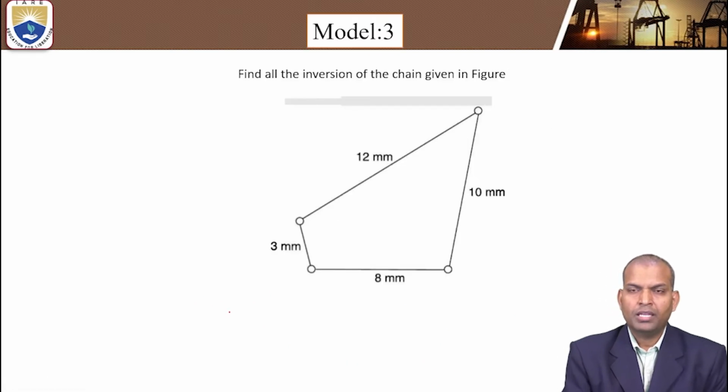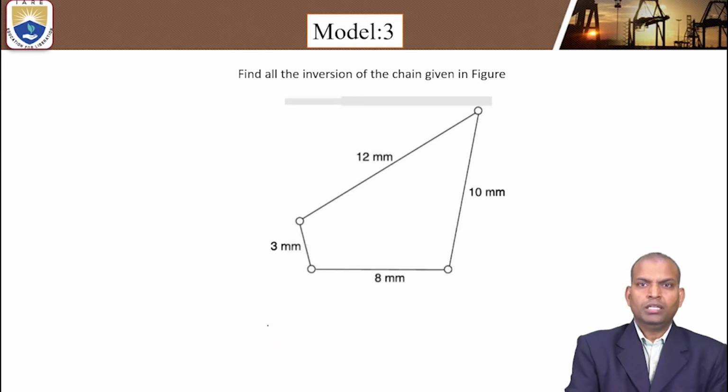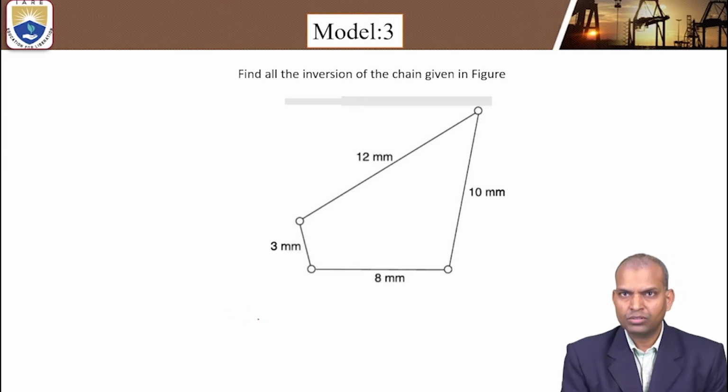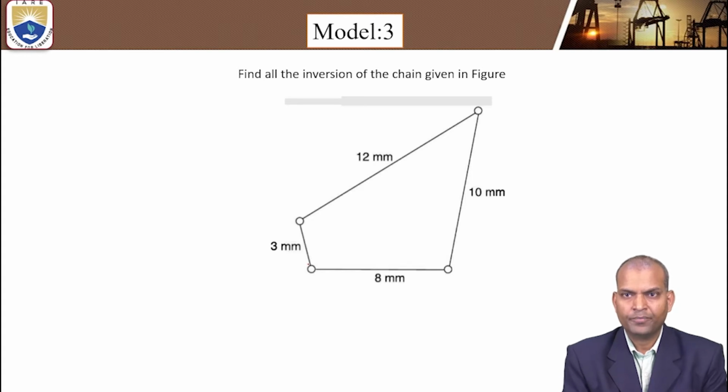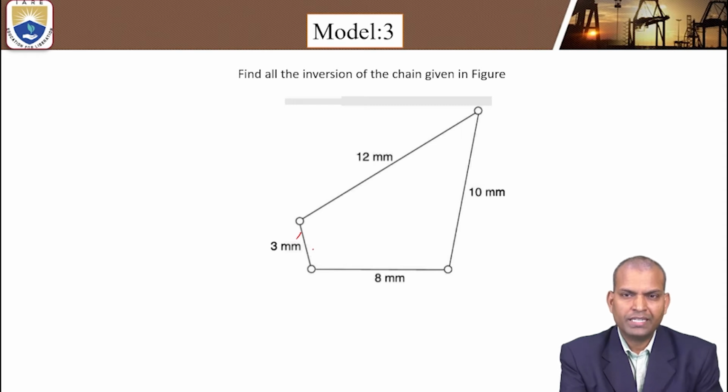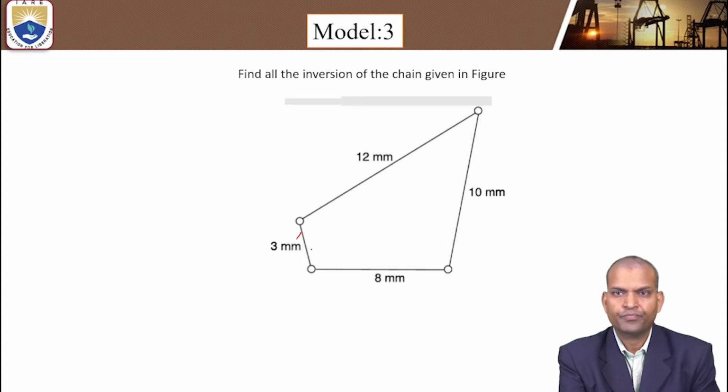Alright. Now coming to model 3. In this model 3, we are going to find all the inversions of the chain given in the figure. So what are the inversions? Now we'll apply Grashoff's law, based on whether it is a kinematic chain or not. If the shortest link is fixed, Grashoff's law indicates the condition for transmitting motion among the links based on the length of the links.